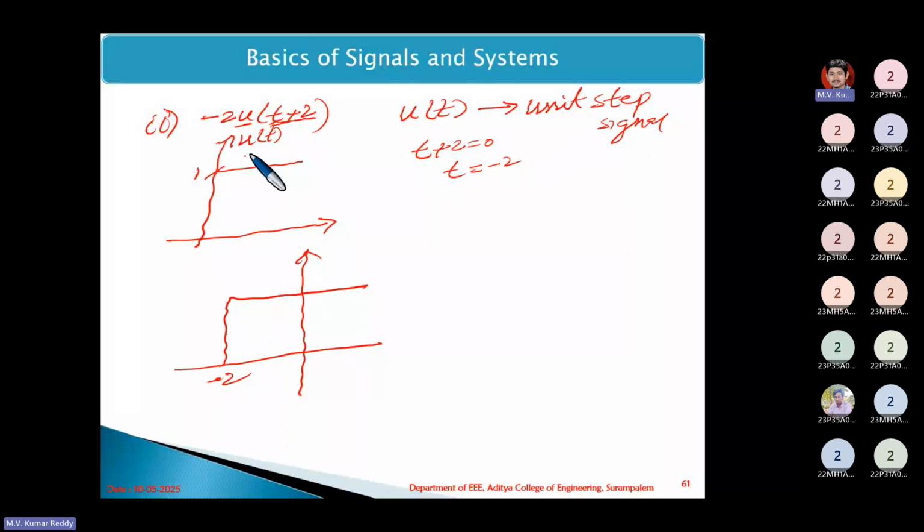Now u of t will become u of t plus 2. Minus 2.